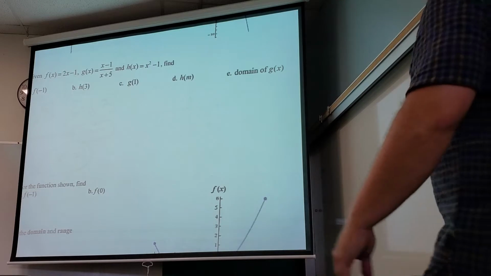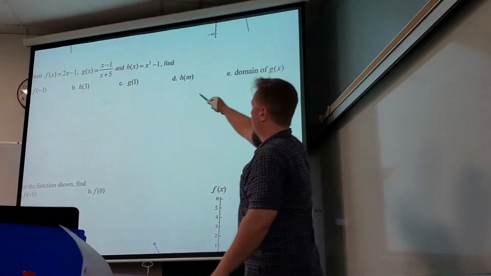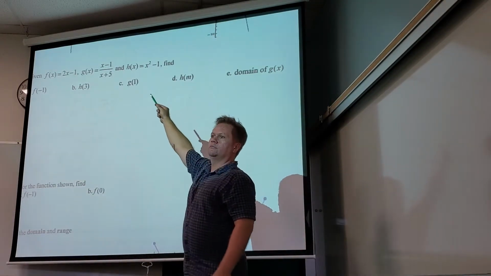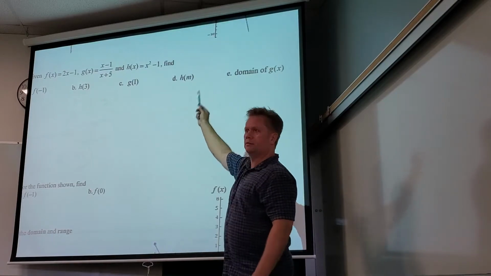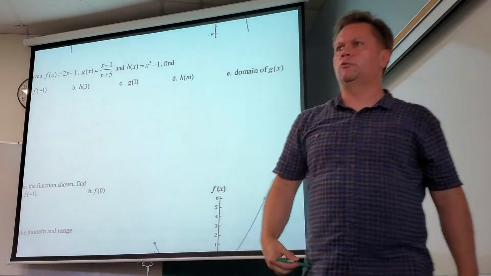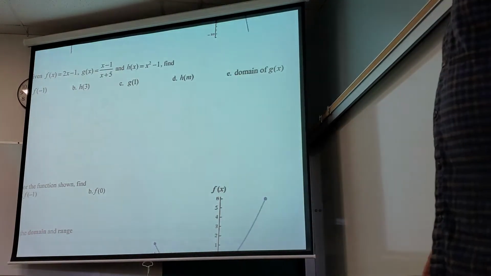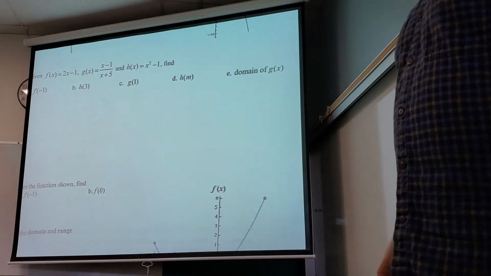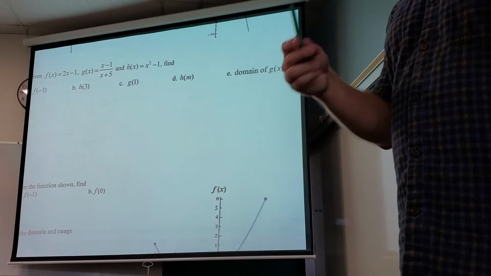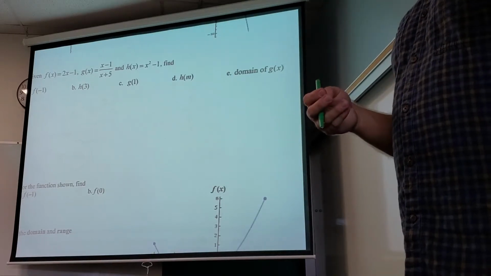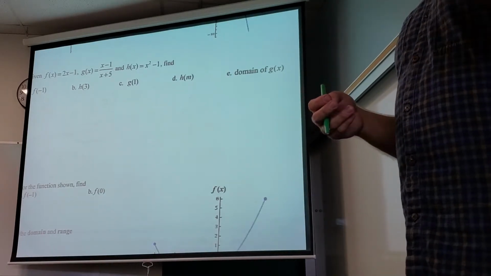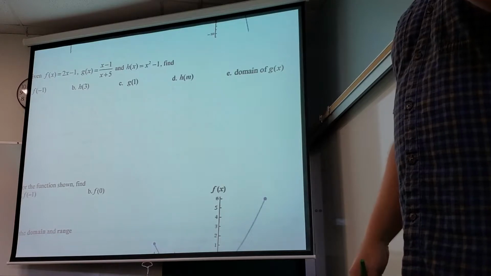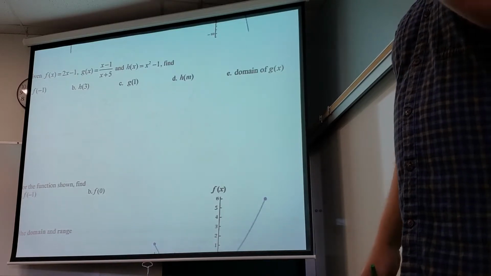All right. You put a 1 in there, what do you get for G? Part C? What do you get when you put a 1 in? 0. What's the only thing that can't happen in a fraction? Zero in the bottom, right? Can't divide by 0.